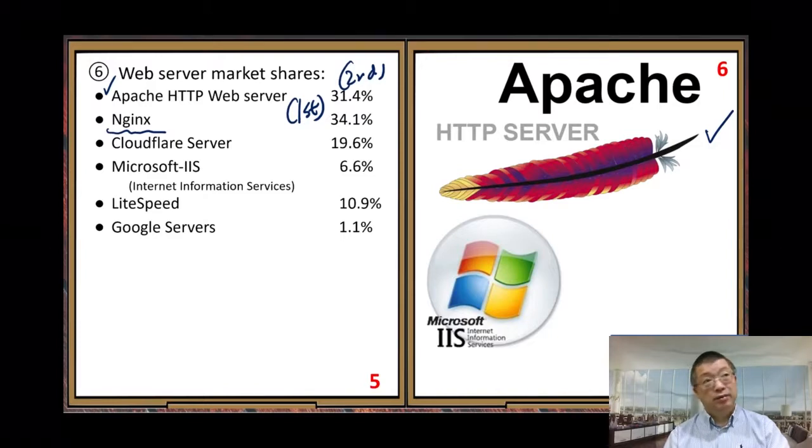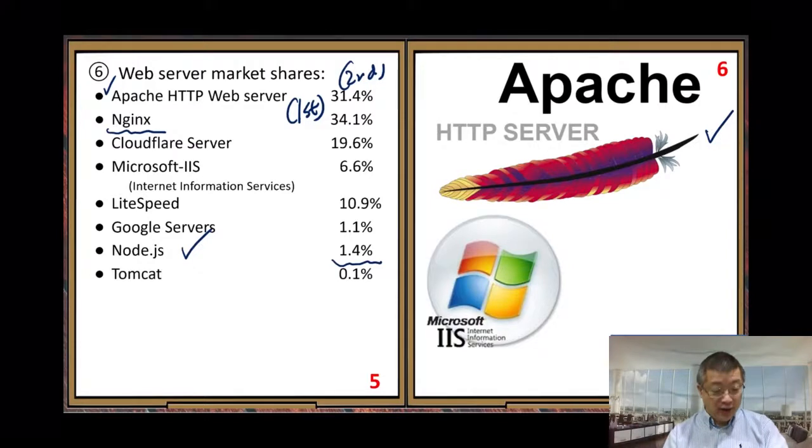But the market share is only 1.1%. Node.js, so in recent years, Node.js technology becomes more and more important. Its market share is also growing in recent years. So it is improved from last year, but still relatively small, 1.4%. All right. The last one I want to talk about, Tomcat. That's the one we will use for this class.